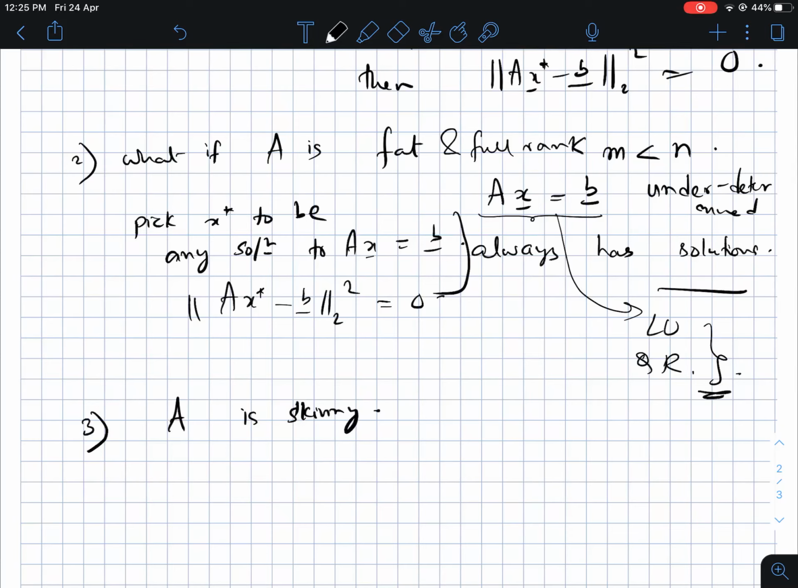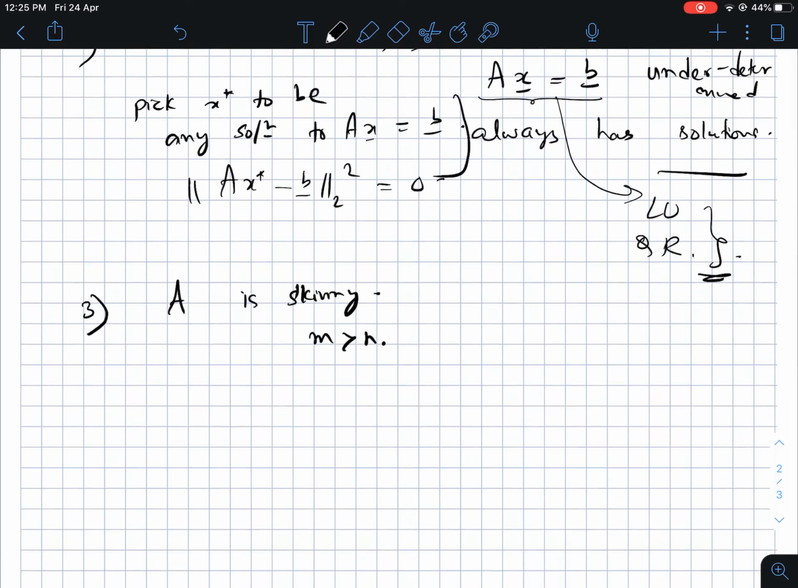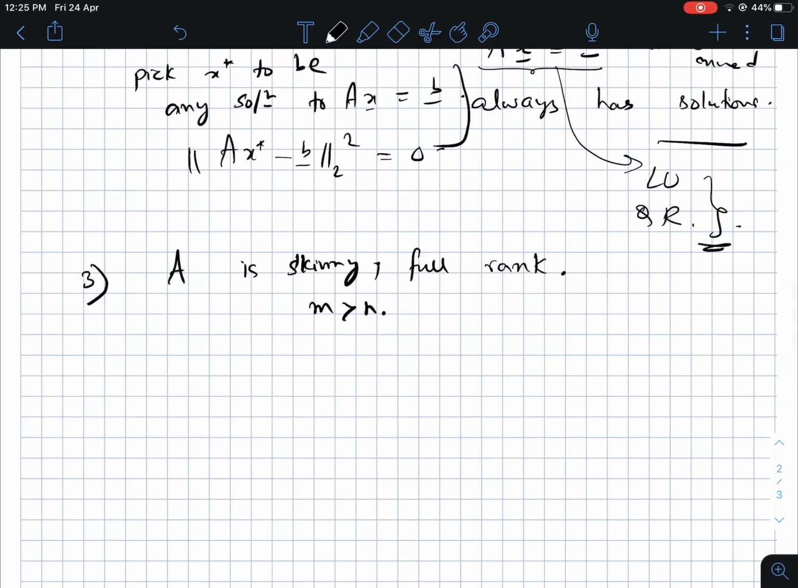Okay, also fat and non-full rank, but that will actually follow in a very similar discussion. We will not discuss that, right? So we'll assume A is skinny. That means M is bigger than N. We have way more rows than we have columns in the matrix A. For simplicity's sake, I'm just going to assume that A is skinny full rank. We'll discuss what happens when it's not full rank later in the lecture.